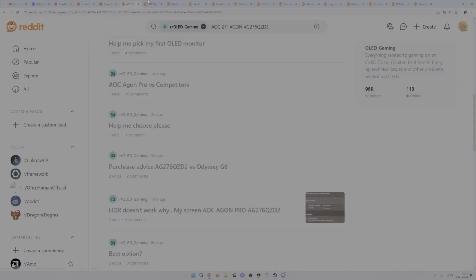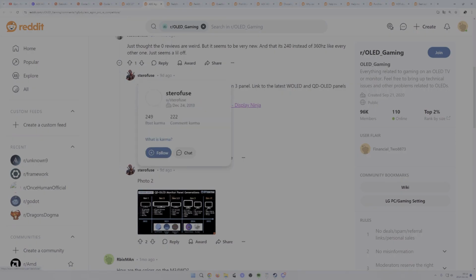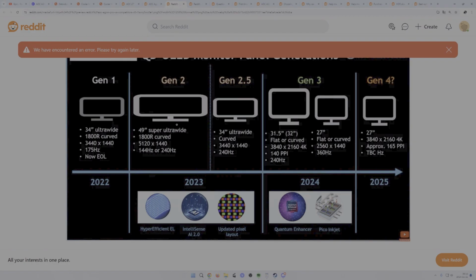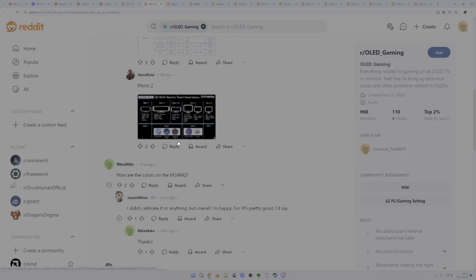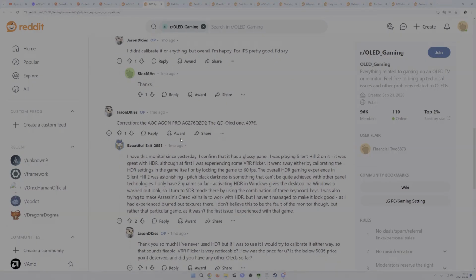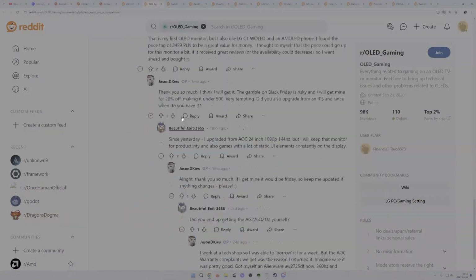Looking at what people are saying on Reddit, this guy, Steffo Sterofuse, has posted a comment saying he thinks this panel is a 2.5 gen, so it's probably in between here since it features the 240 hertz. So all of the stuff here should be relevant to this panel. We don't think this is a Gen 1 or Gen 2 panel. This is likely Gen 2.5. I don't think it's Gen 3 since it's not featuring 240 hertz. Really, it's hard to say. But I've read somewhere, I'm not sure if I have it here, but people mentioned that it was a Samsung panel. So seems reasonable.